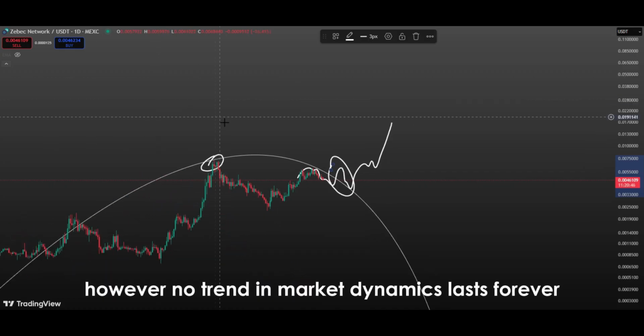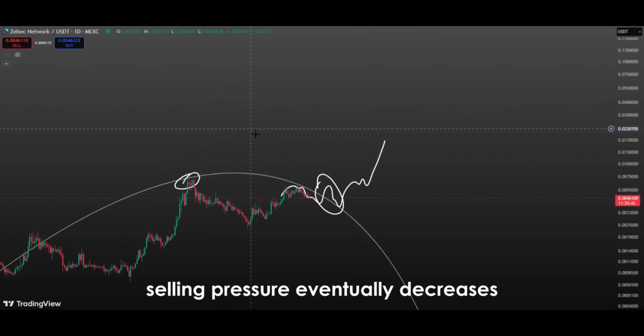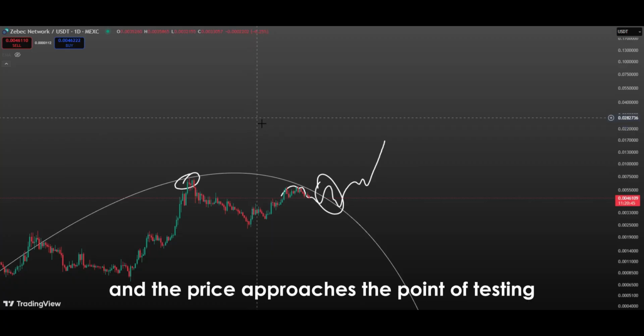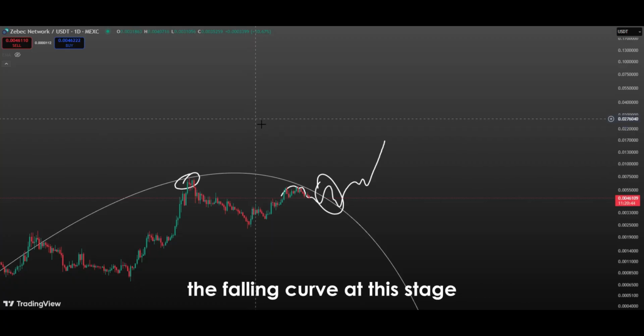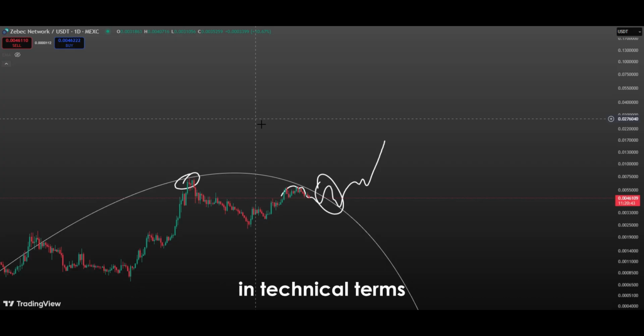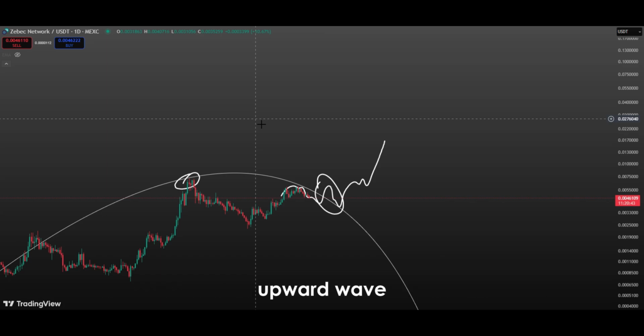However, no trend in market dynamics lasts forever. Selling pressure eventually decreases, buyers start to step in again, and the price approaches the point of testing the falling curve. At this stage, breaking above the curve is considered a breakout in technical terms, and this breakout is often the beginning of a new upward wave.